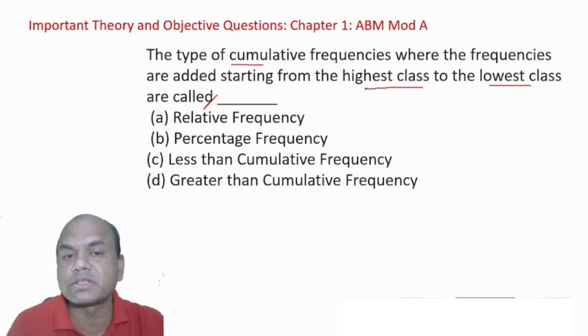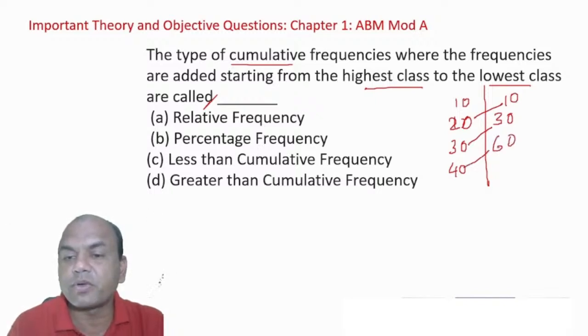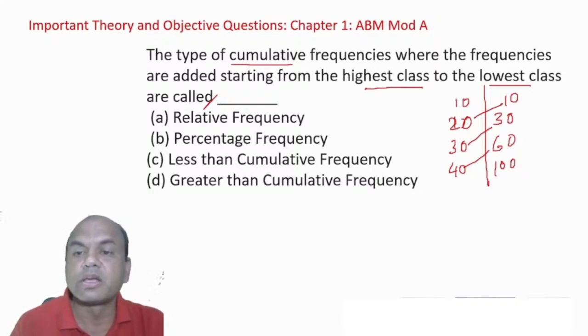Firstly, what is cumulative frequency? What is the meaning of the word cumulative? Suppose I write 10, then 20, then 30, 40, and go on writing. Cumulative means addition of all these before this number. The accumulation of 10 is 10 only. Of 20 it is 20 plus 10, 30. Of the next, 30 plus 30, 60. 60 plus 40, 100. So cumulative means addition of all the numbers before.